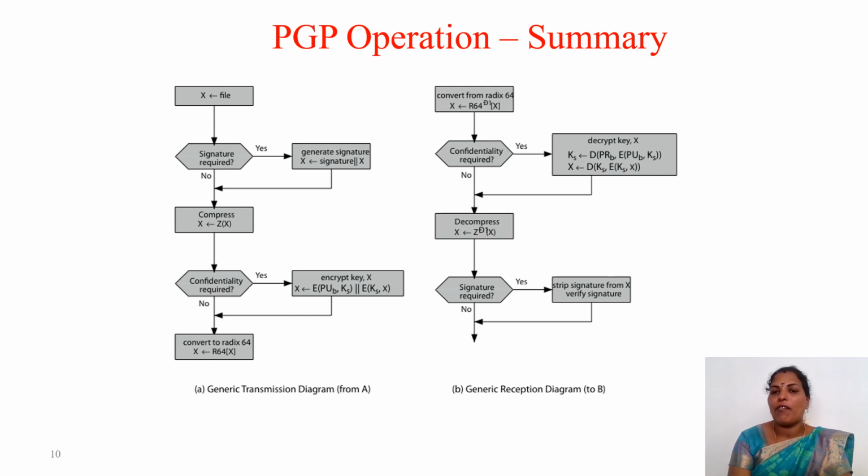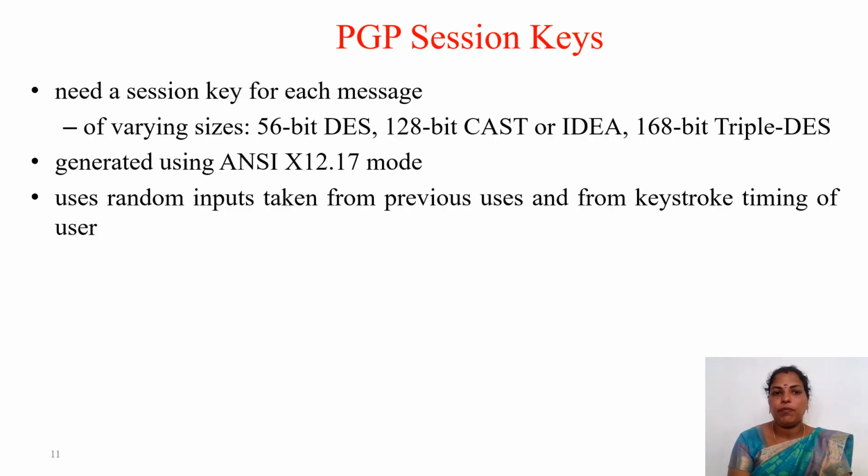So first we have to check whether confidentiality is required. Yes means we have to decrypt it. If it is no, we have to decompress it. Here see the opposite of that. Then we have to check whether signature is required. If it is required, then strip the signature from X and verify the signature. If it is not required, we directly get the file. So this is the overall operation of PGP, both on the sender as well as the receiver side.